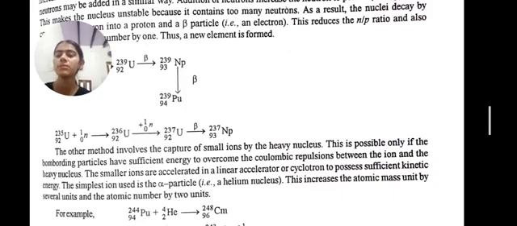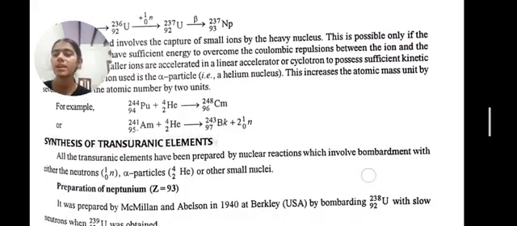The other method involves the capture of small ions by the heavy nucleus. This is possible only if the bombarding particles have sufficient energy to overcome the Coulombic repulsions between the ion and the heavy nucleus. The smaller ions are accelerated in a linear accelerator or cyclotron to possess sufficient kinetic energy. The simplest ion used is the alpha particle. This increases the atomic mass by several units and the atomic number by 2 units.